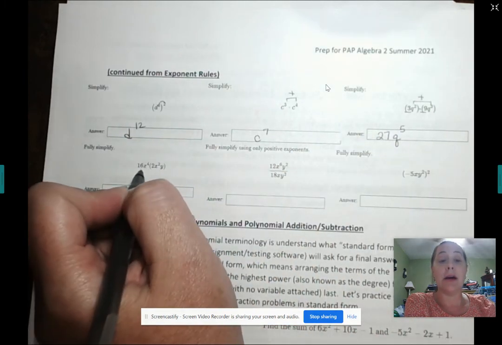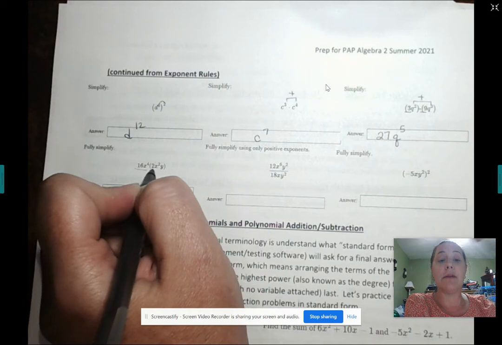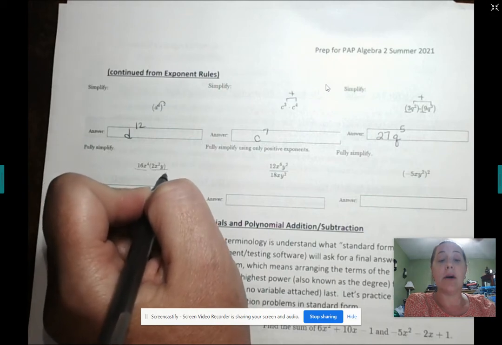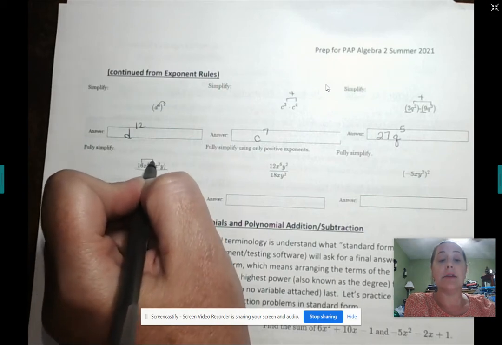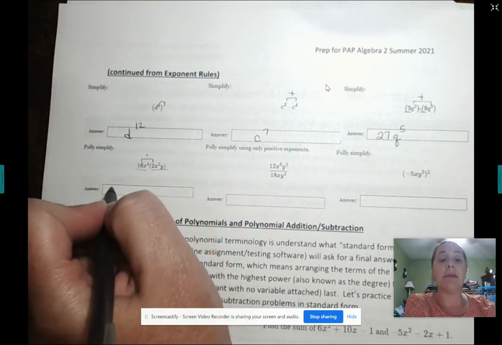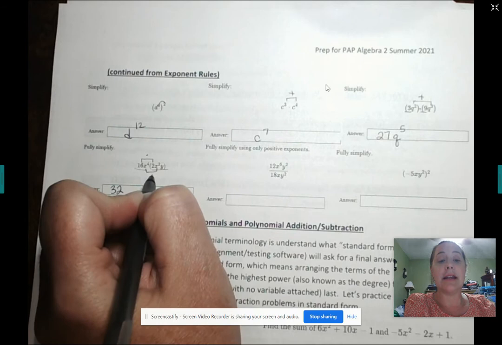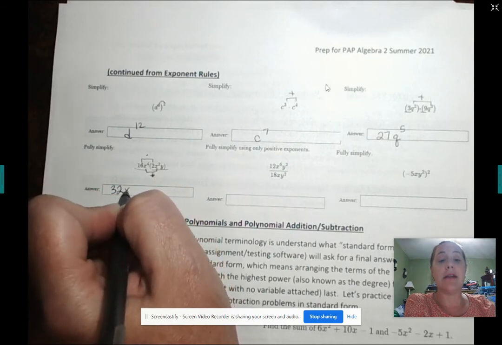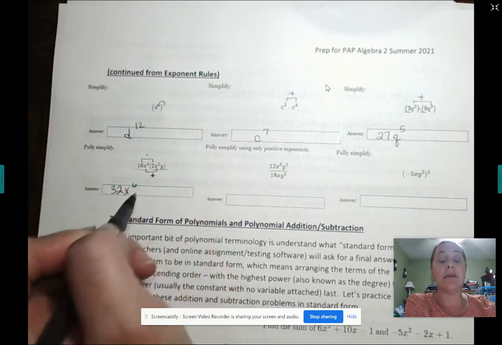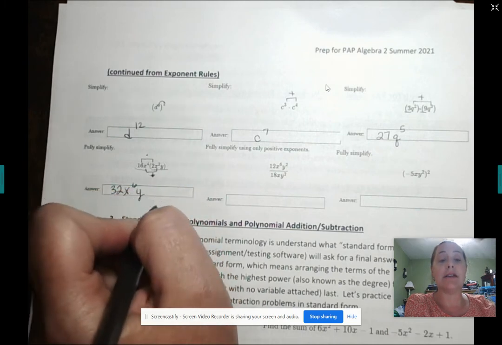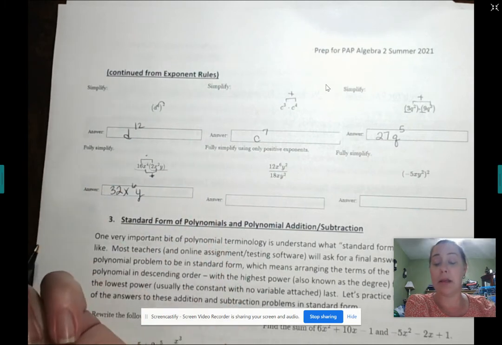We can do that here as well. This is 16x to the 4th times 2x squared y. 16 times 2, we will multiply. That would be 32. X to the 4th and x to the 2nd, those are the same base, so we're going to add those powers together since these terms are being multiplied. And then the y doesn't change because there's no other y to combine it with.